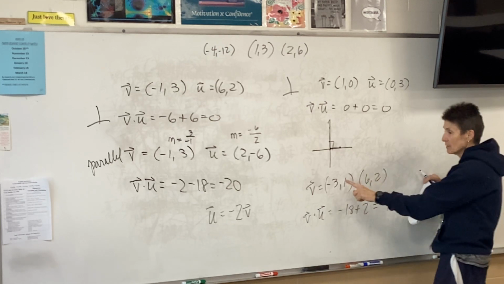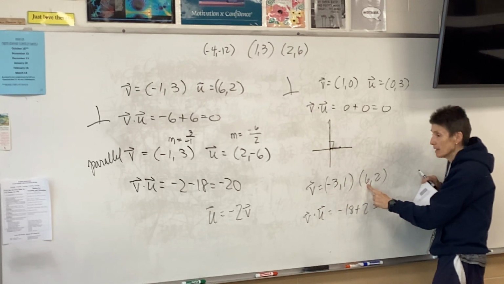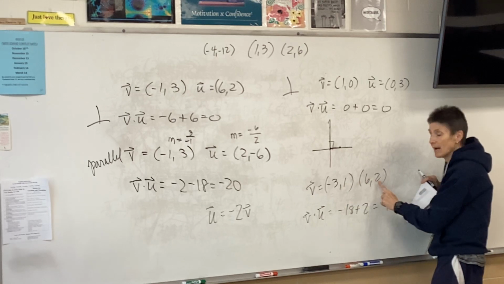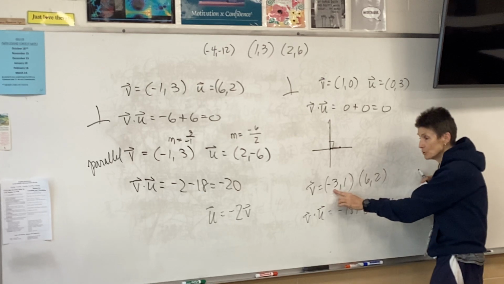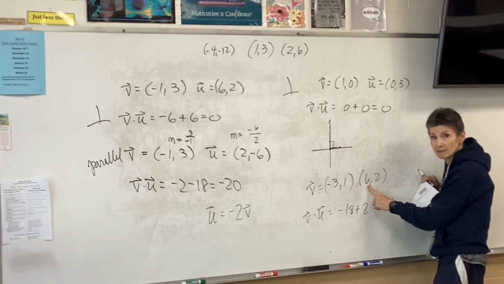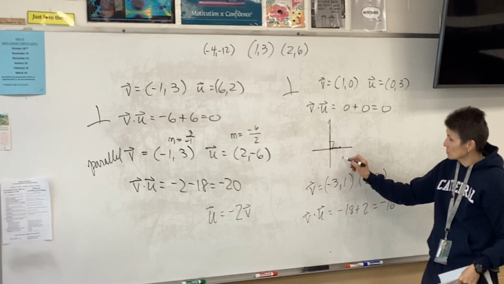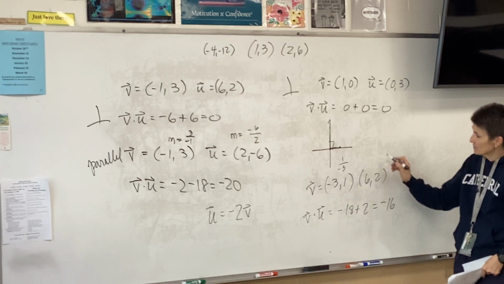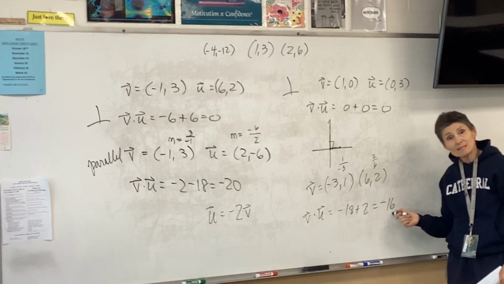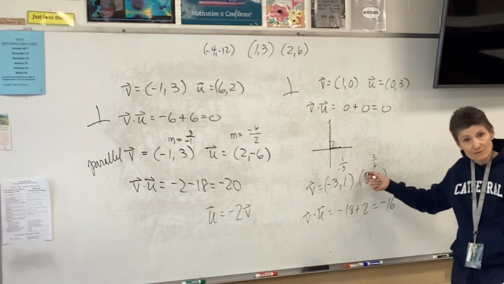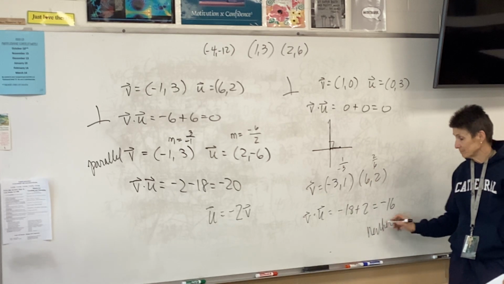No, because I could multiply by -2 and get 6, but if I times this by -2, I don't get 2. These are not multiples of each other. -2 times -3 would give me 6, but -2 times 1 does not give me 2. The slope of this one is 1 over -3, and the slope of this one is 2 over 6. They don't match. So they're not perpendicular, they're not multiples of each other, so they're not parallel. That means they are neither.